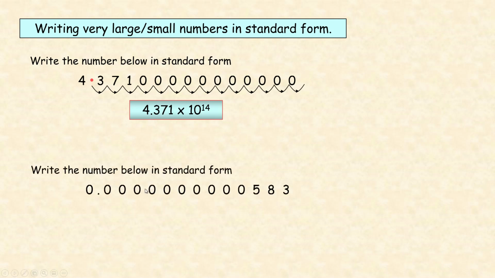You can write numbers that are very small in standard form. So there are a lot of zeros there, 0.000. So the same sort of thing, we want to write it as 5.83. So we can count backwards to where the decimal point was.